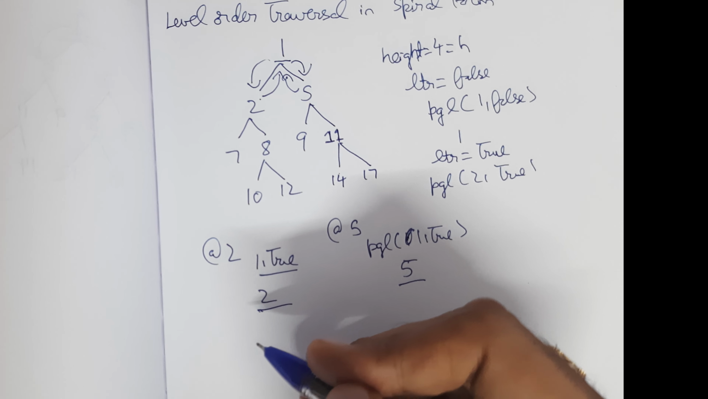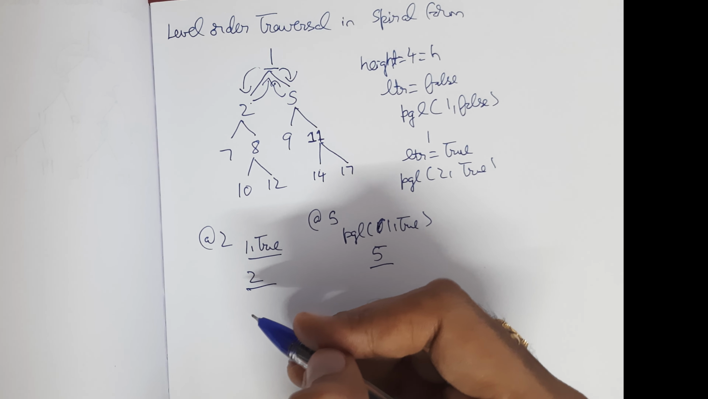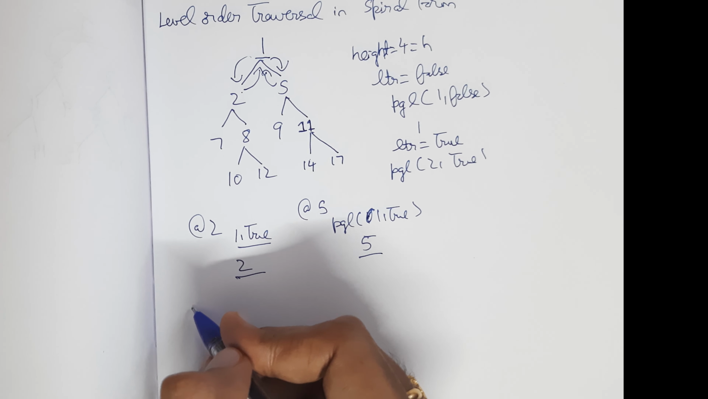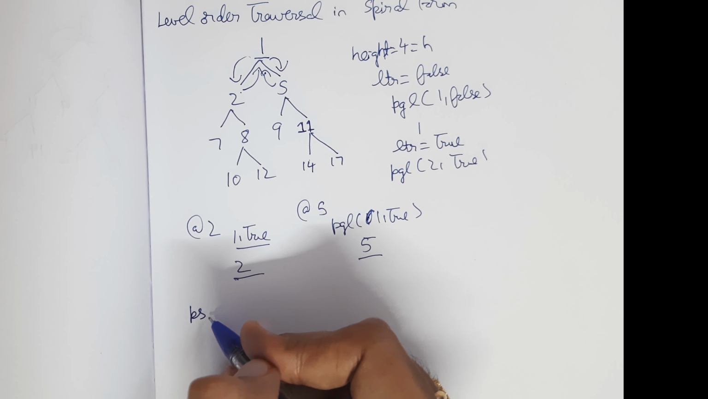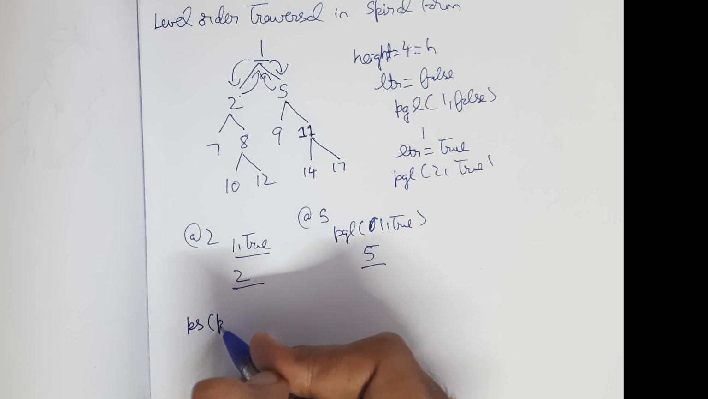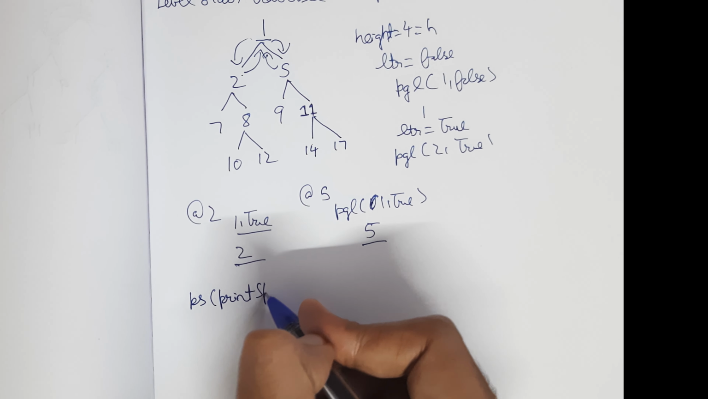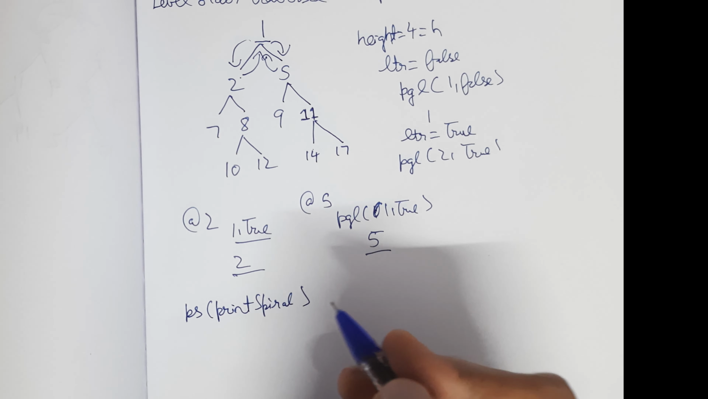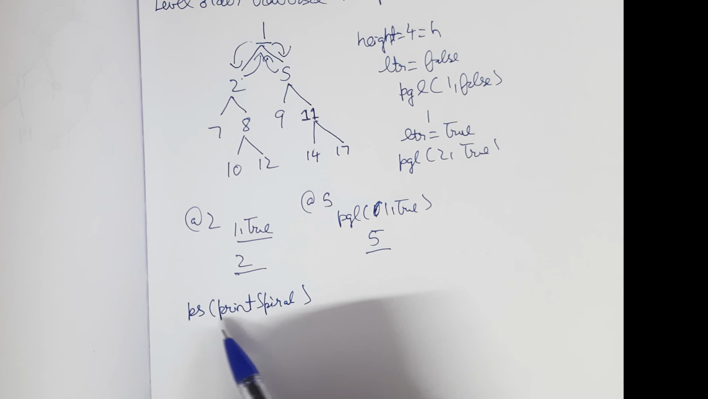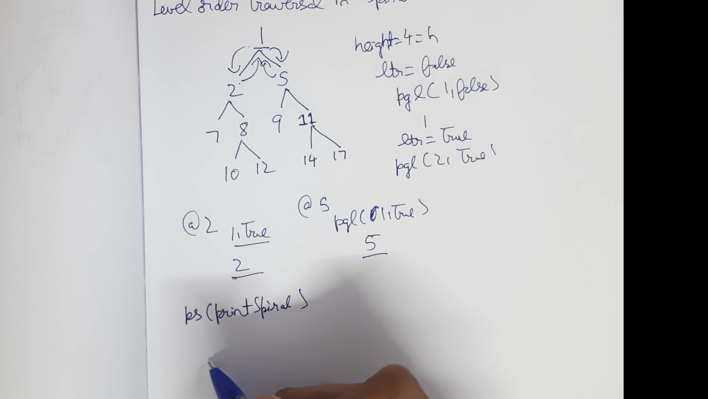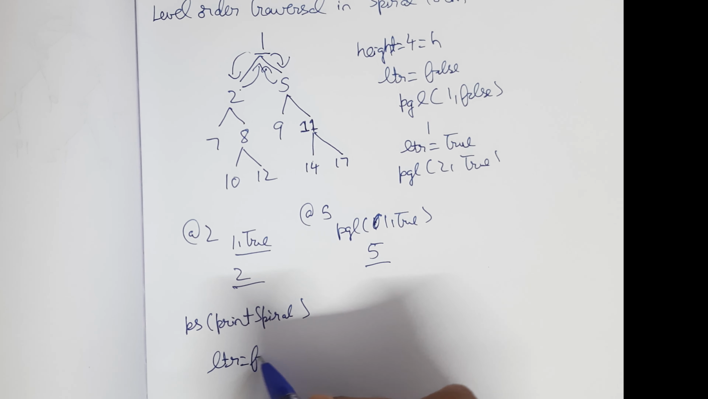Now we again go back to the for loop in the print spiral function, which is mentioned as PS. In the print spiral function, we have LTR as false, and i is now going to be 3.